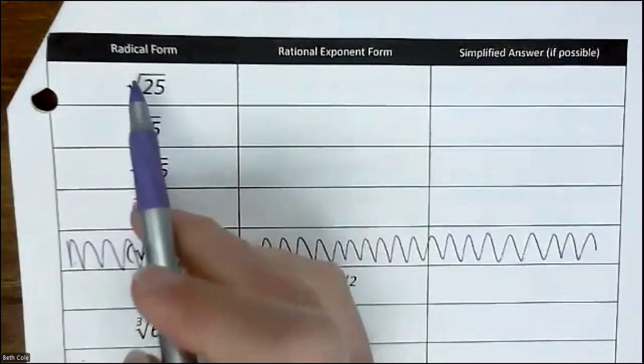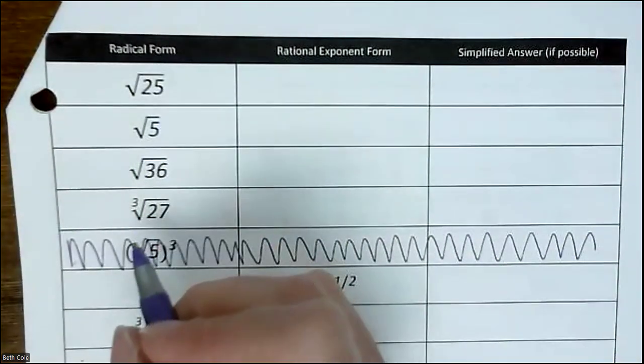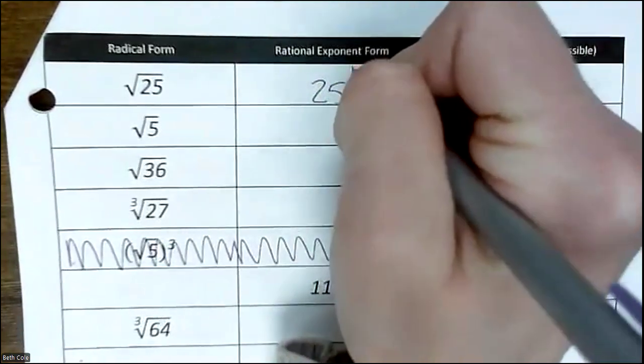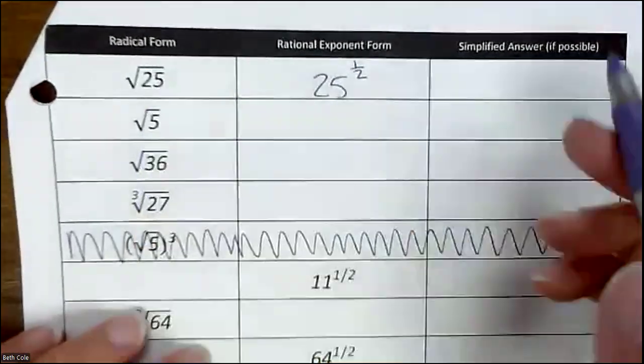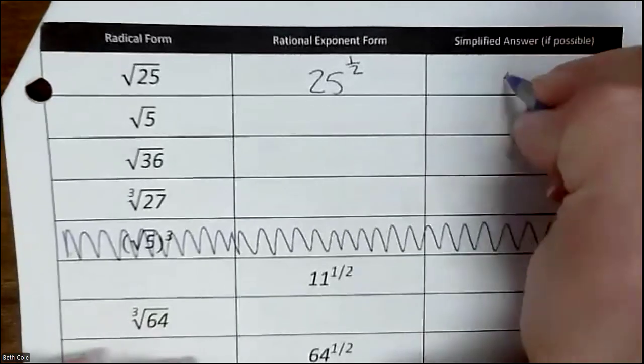All right. So this one, do you see how it's a square root? That means 1/2 power. It's 25 to the 1/2 power. That's all you really have to understand. Square root means your power is a half. And what is your square root of 25? 5.